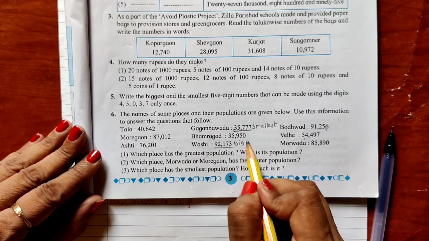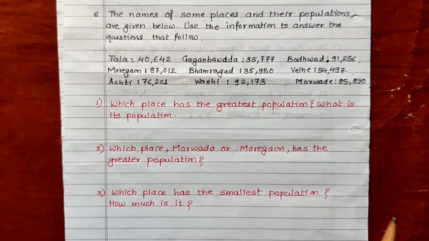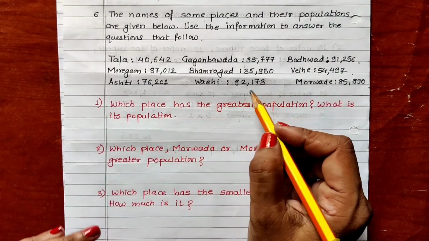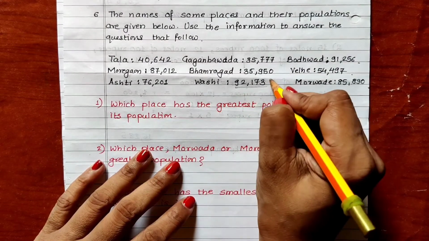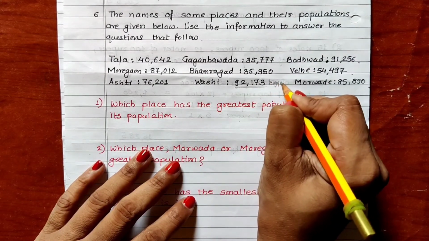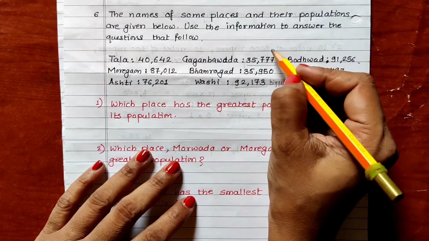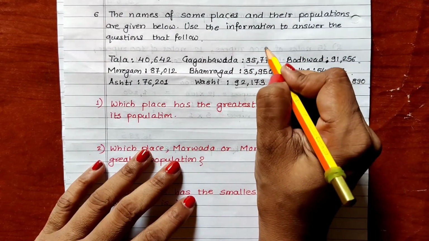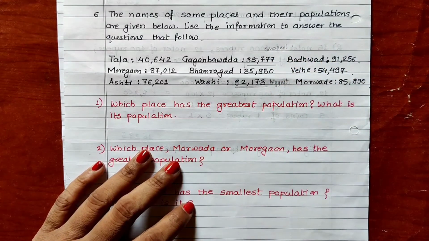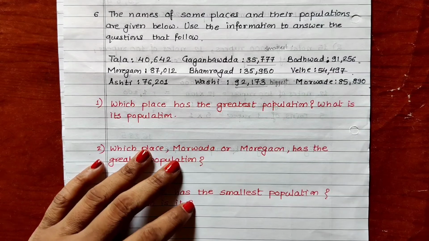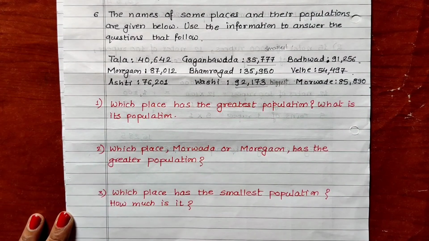Same thing we will write here also on my page. The biggest number we have got is 92,173, and 35,777 is the smallest one. Now let us read the questions and write their answers carefully. While writing the answers, you should see that the answer is written in one full sentence.